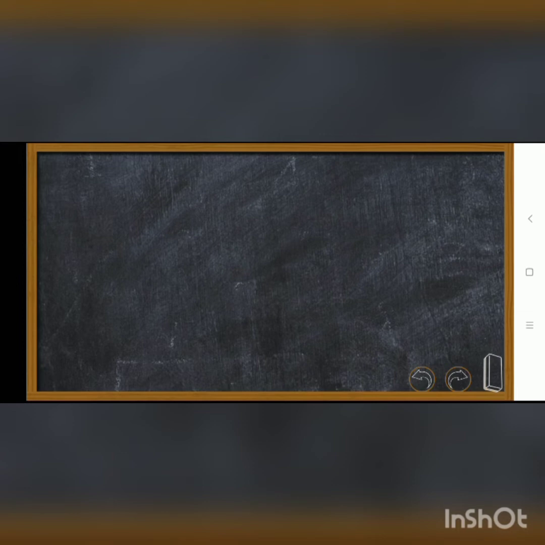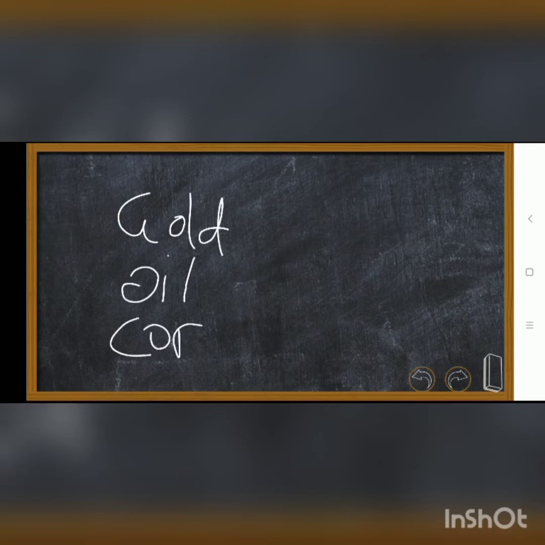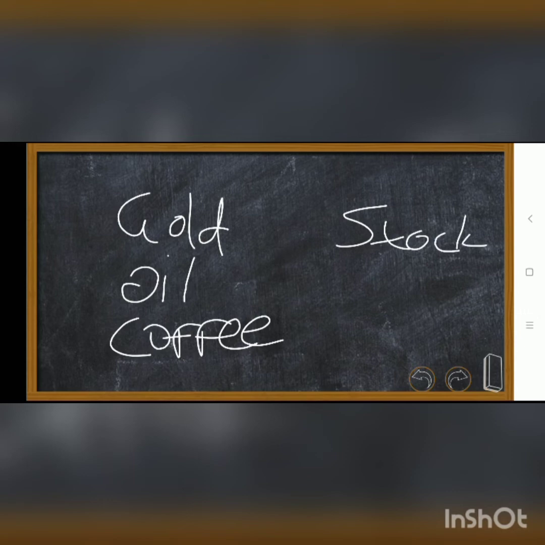We have online trading. That was physical trading. Now we have online trading. We have CFDs, equities, options, commodities, indices. There are lots of things which can be traded online. People trade gold, people trade oil, people trade coffee, people trade stocks. There are many things.